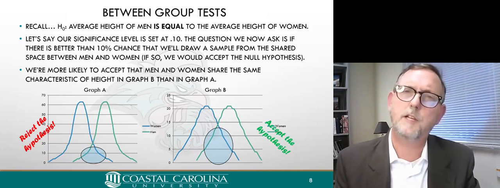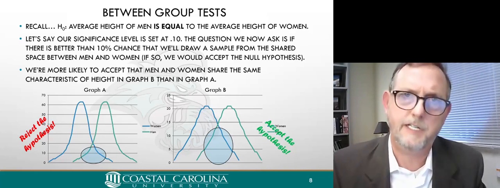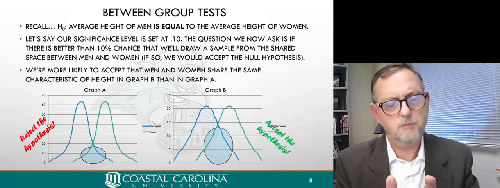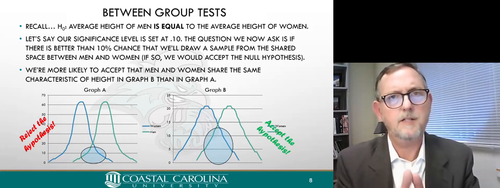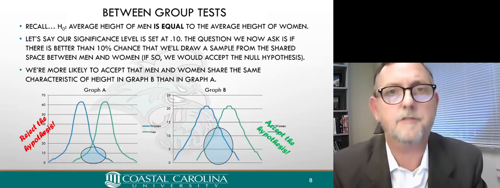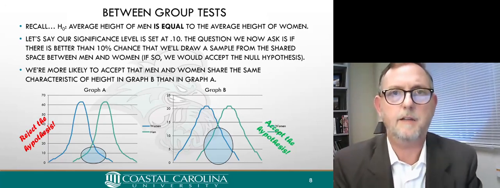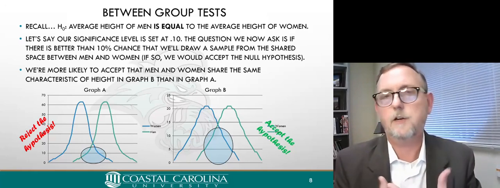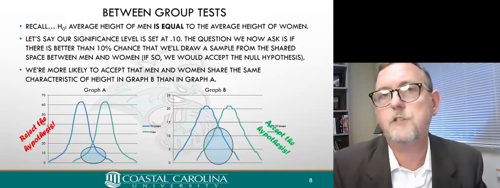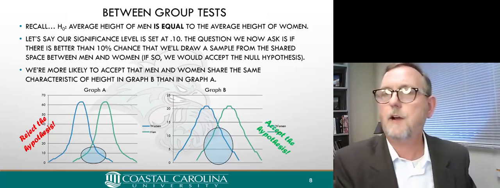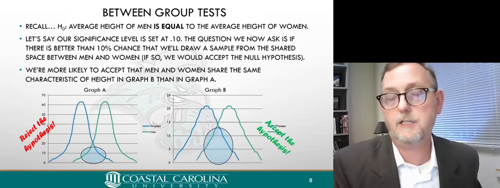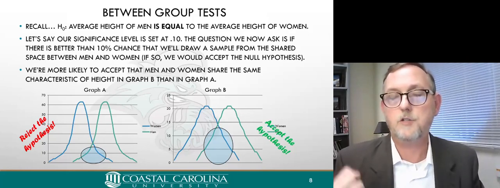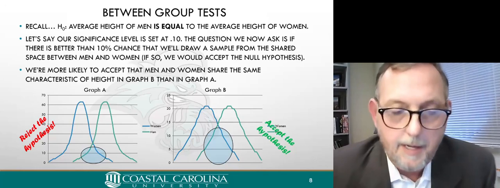Graph B, however, because there's so much shared space, you really can't distinguish one group from the other with certainty. Yes, they have a different mean, but just because their two groups have a different mean height doesn't mean they're statistically different. And that's the key. And there's too much variation, too much variance that's shared in graph B to say that these two groups are statistically different. In graph A, you have a much better chance of drawing either a male or a female depending on that draw. Okay, so or somebody from outside that shared space.